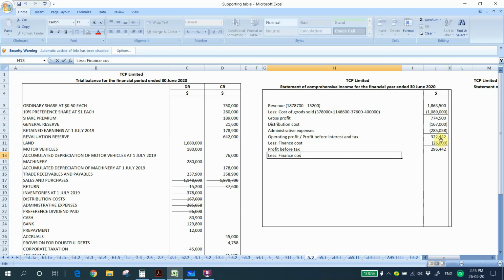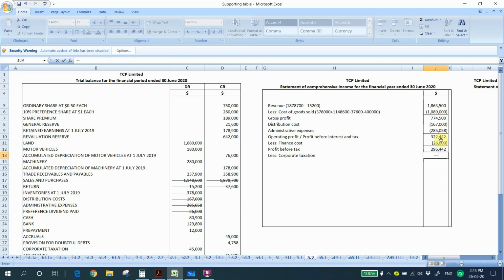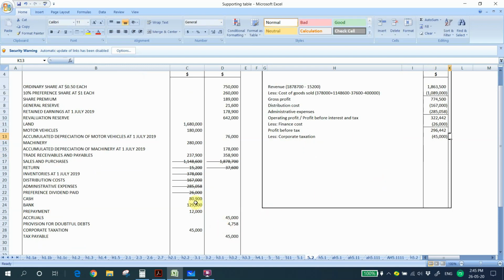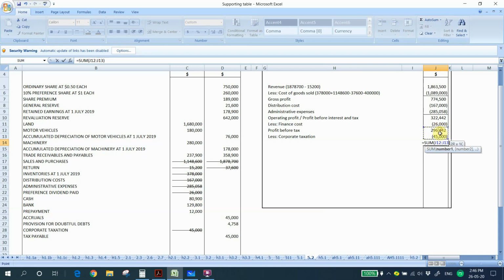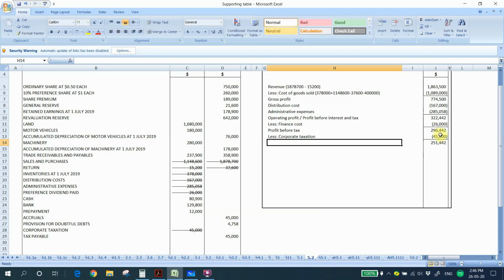Next, we will minus corporate taxation. Your corporate taxation is 45,000. So we strike through this amount because we have used it. So this will be our profit after tax.